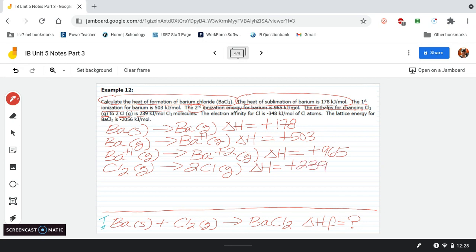And then electron affinity. Remember, this is becoming negative, and it's only 1 Cl. That's a really big deal, right? So 1 Cl as a gas is going to turn into 1 Cl minus as a gas, and that is negative 348.